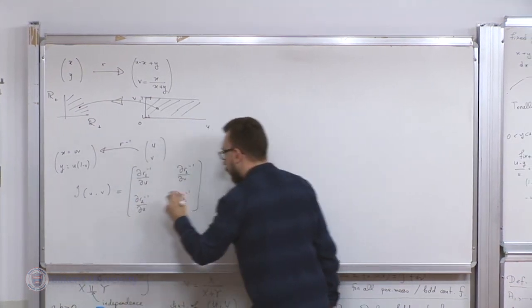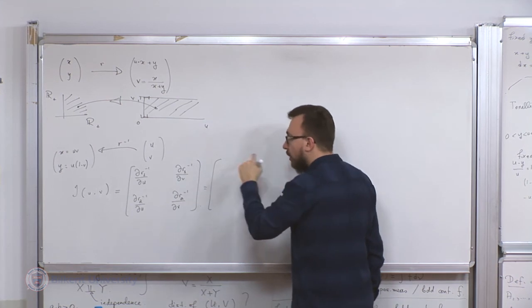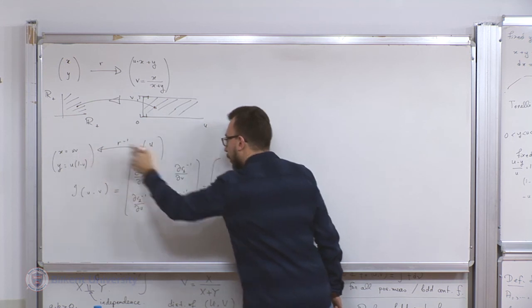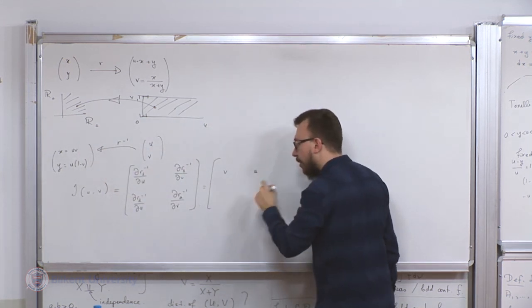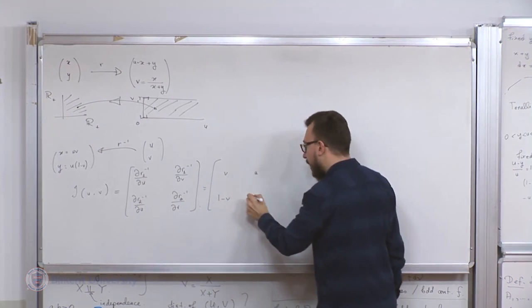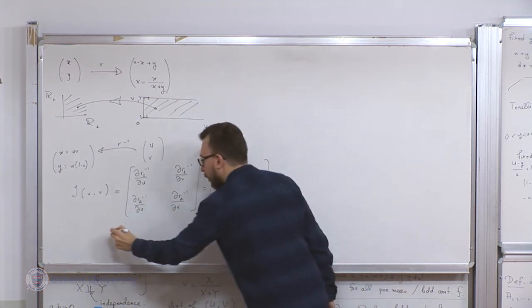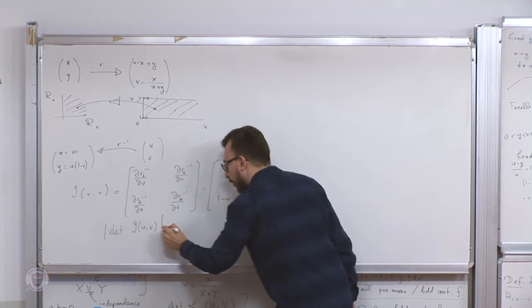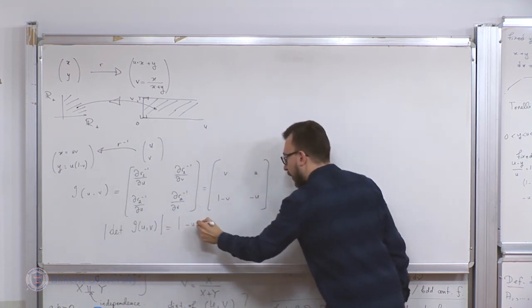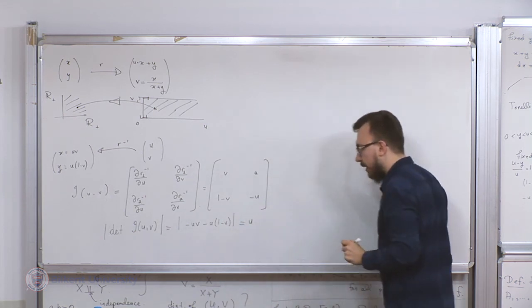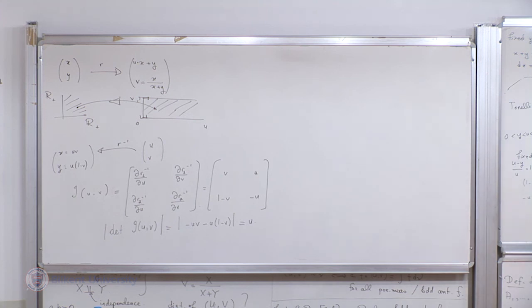And what is this matrix? Let's calculate it. So this is v. This is u. This is 1 minus v. And this is minus u. So if you calculate the determinant of this matrix and take the absolute value, you get negative uv minus u(1 minus v). I guess you get just u in absolute value. So it's the absolute value of the determinant, not just the determinant. The determinant is minus u.